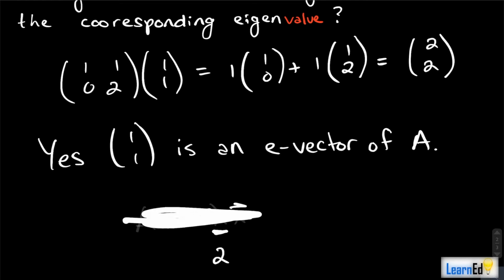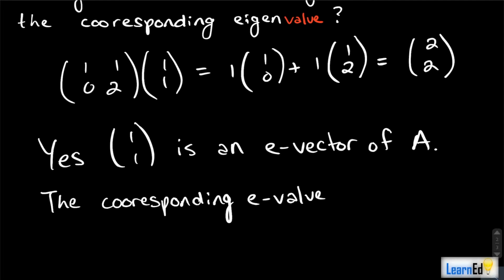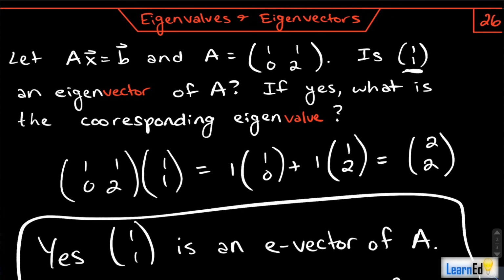And by the way, lambda is the symbol for the eigenvalue, so the corresponding eigenvalue is 2. All right, and that does it for our first problem.